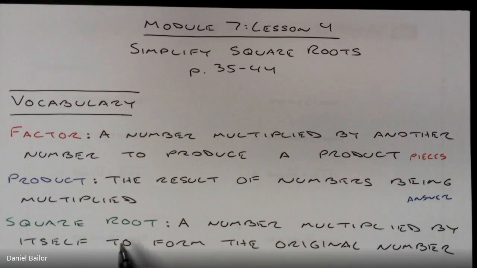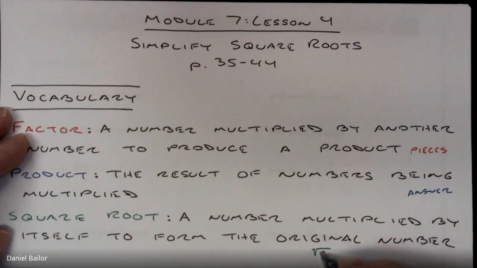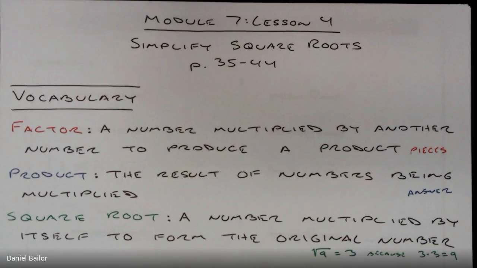And the final word is square root: a number multiplied by itself to form the original number. And we've seen this before. It's like the square root of 9 is 3, because 3 times 3 makes 9. So square roots we've been working on. You know factors are the pieces of a multiplication problem, and you know product is the answer.